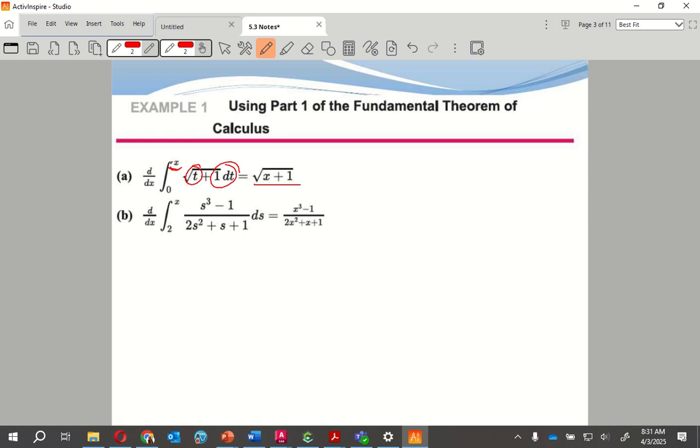Same thing goes for the bottom. From this one right here, again, in my function of ds, I'm replacing my s's with x's. So, instead of s cubed, this is going to be x cubed, if you guys can't read this very well. Minus 1 over 2s squared, changing it into 2x squared, plus s, which is changing to plus x, and then my plus 1.